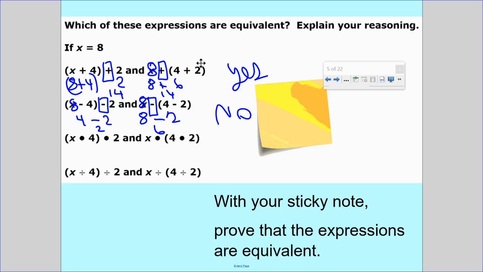What about multiply? Want to make a prediction? When you multiply, doesn't matter where the terms are. Will it be equivalent or not? I say yes, they are equivalent. I'm making a prediction right now.